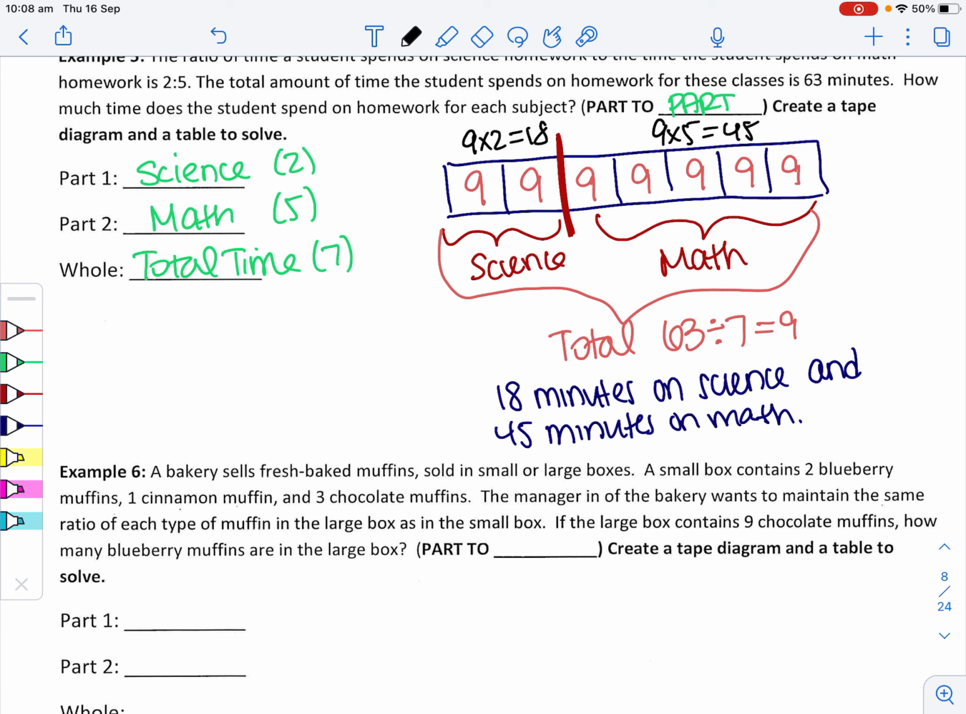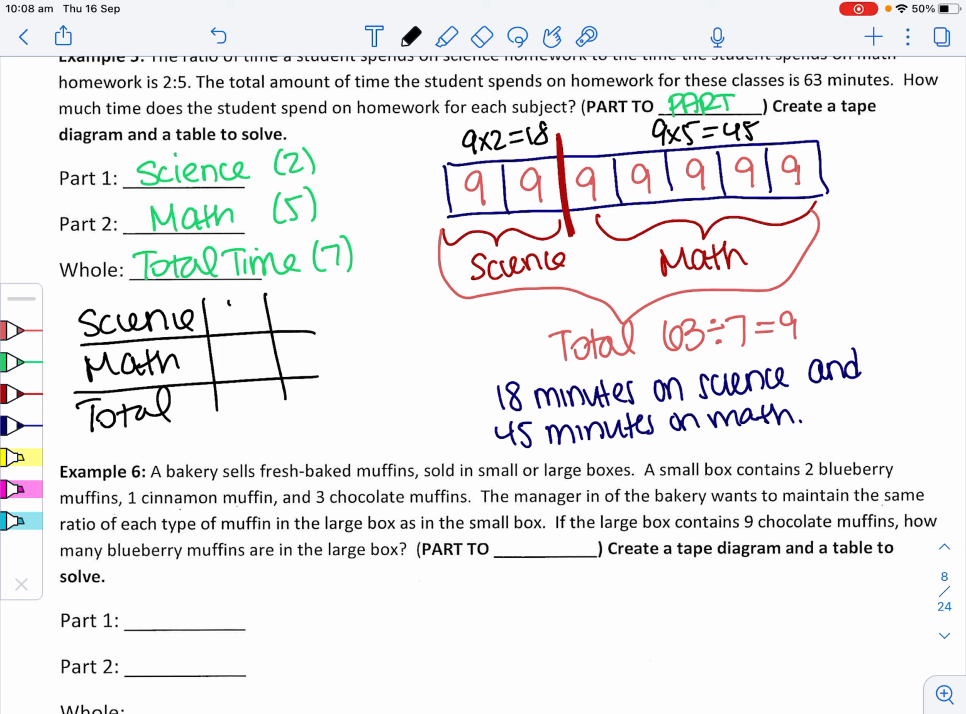So I'm going to do the same thing, but now in a table. So I've got science, math, total, 2 to 5, and 2 plus 5 is 7. And then they tell me 63 total minutes. So 7 times 9 is 63. So 5 times 9 is 45. And 2 times 9 is 18. So there's my 18 minutes and my 45 minutes.